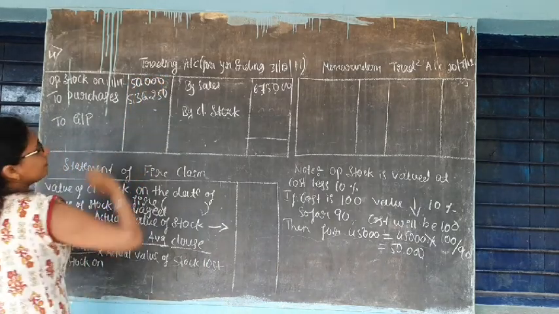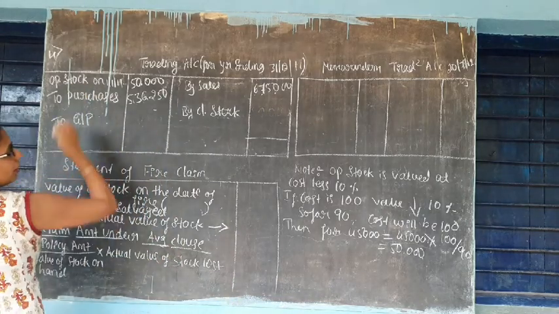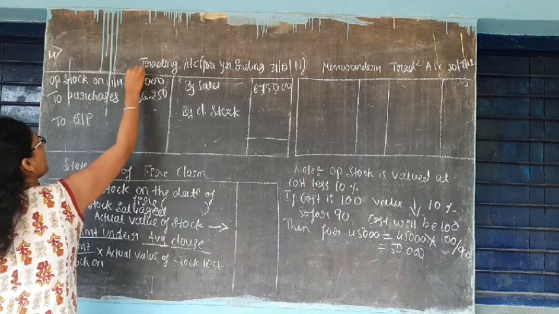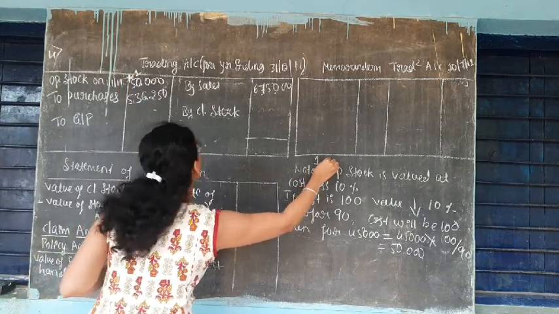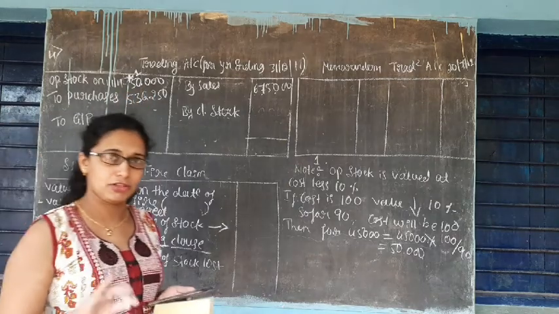They are considering it as 10% less. Directly you can take it to that. If you want a note, then you can show it in a note, and I will put one star mark here, note number 1, that the value of the stock is given as 45,000.